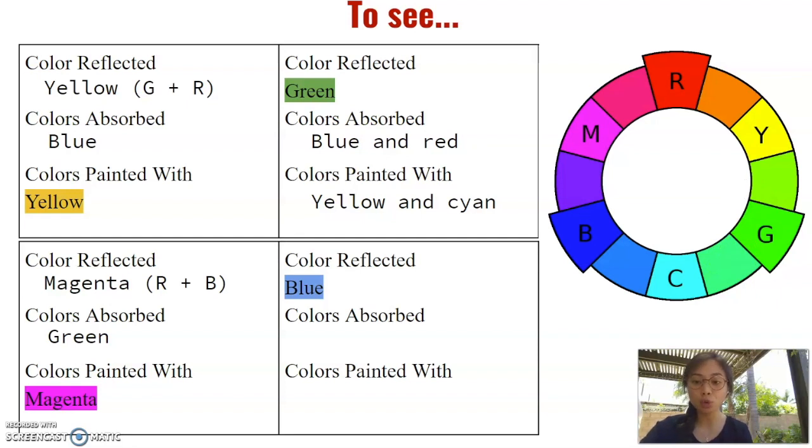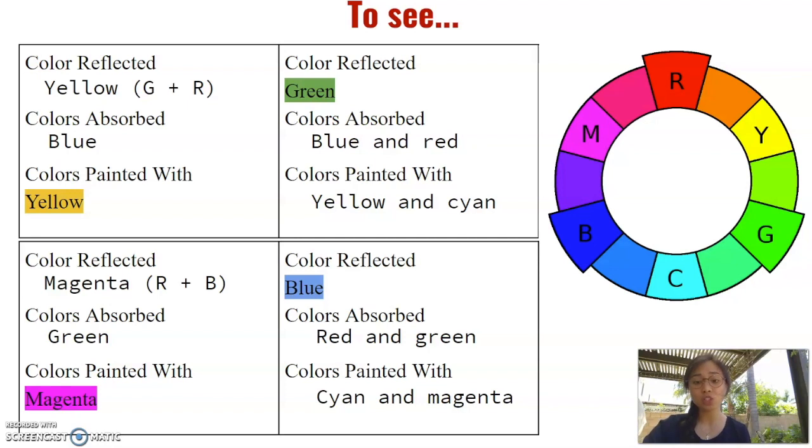Finally, if we want blue light to be reflected, then the other primary colors would be absorbed. Okay, so that means that we would be absorbing red and green light. How do we absorb this red and green light? Well, we absorb them with pigments, and the pigments that absorb red and green light are their complementary colors. So red would be absorbed by the color cyan, and green would be absorbed by the color magenta. So that means you would have to paint with the colors cyan and magenta that would absorb red and green light, leaving the only light that is not absorbed to be blue.